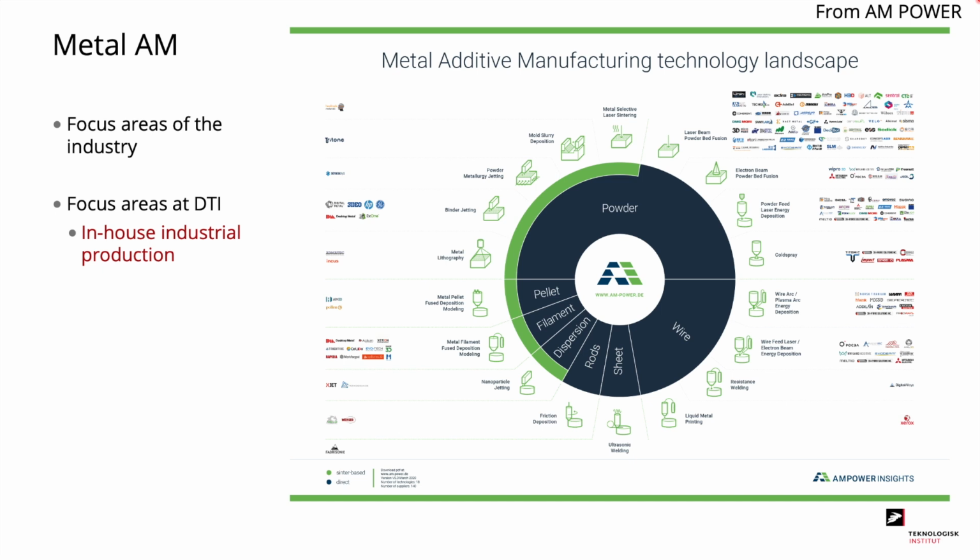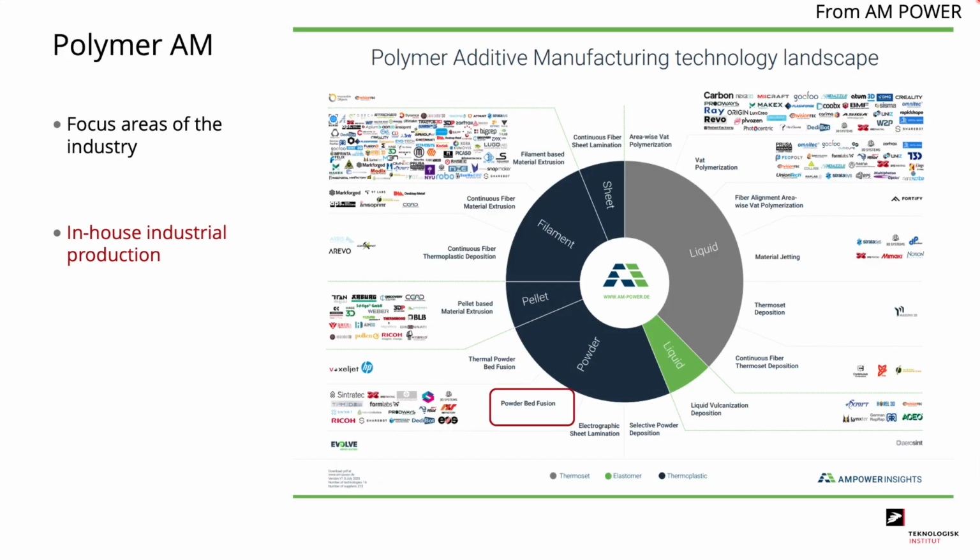If we take a look at the metal additive manufacturing technology landscape, we can see that there is a wide range of different technologies not being covered in this module. At DTI, we are focusing on binder jetting and laser powder bed fusion, where we have in-house industrial production using SLM machines. The polymer additive manufacturing landscape is very similar. We can see that there are many more technologies than we have covered in this module. And at DTI, we are focusing on powder bed fusion, where we are using SLS machines for in-house industrial production.